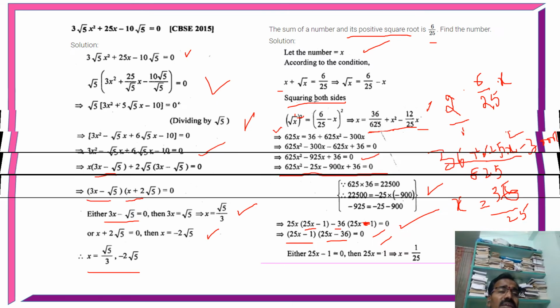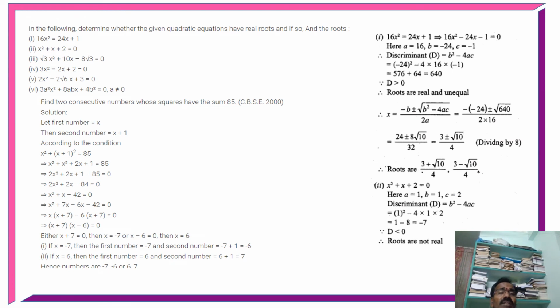In the next slide it is given: find the following and determine whether the given quadratic equation has real roots, and if it has real roots, find them. To find whether roots are real or not, students, first we will find the discriminant b square minus 4ac. If b square minus 4ac is greater than or equal to 0, real roots. If it is less than 0, if it is negative, no real roots. No real roots means we don't find any root. Simply we'll write no real roots, that's it.